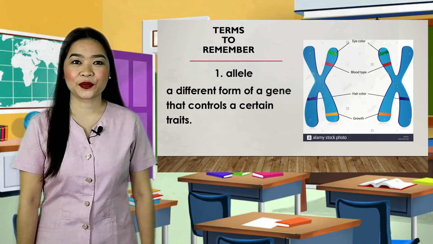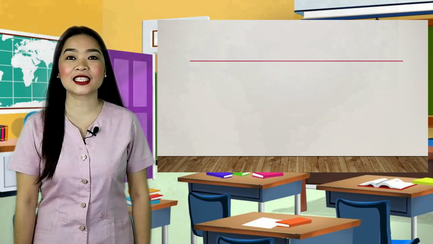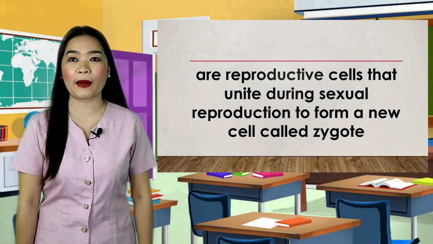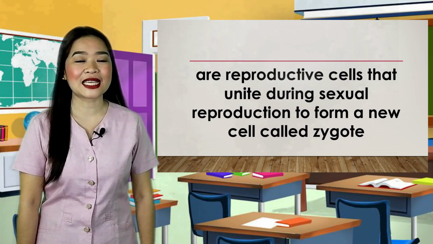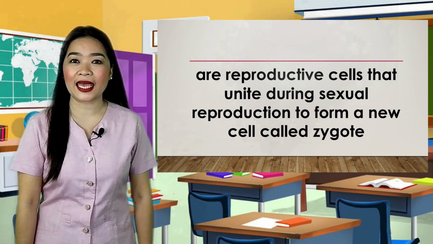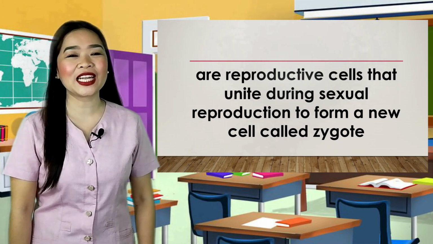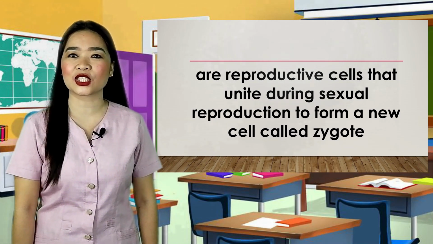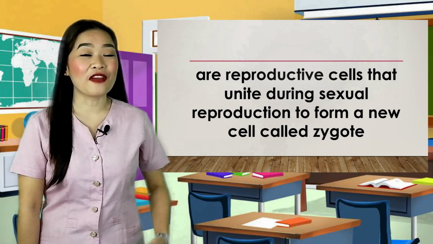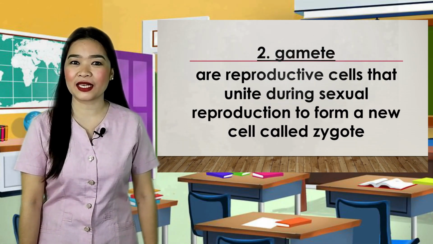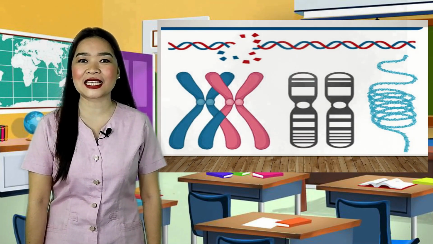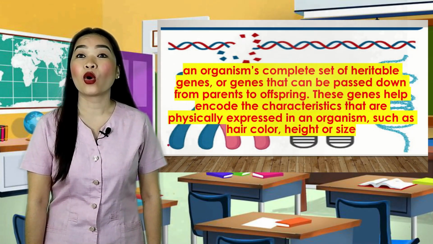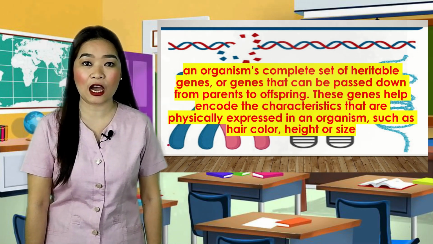Next word, reproductive cells that unite during sexual reproduction to form a new cell called zygote. The word starts with the letter G and ends with the letter E. Very good, it's gamete.